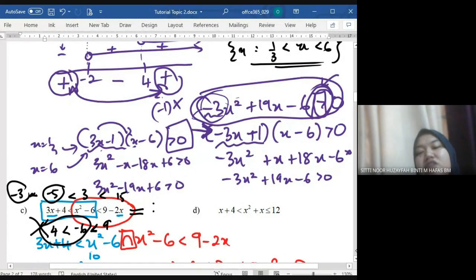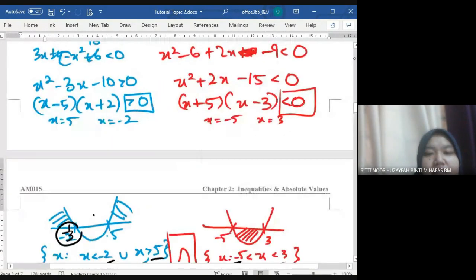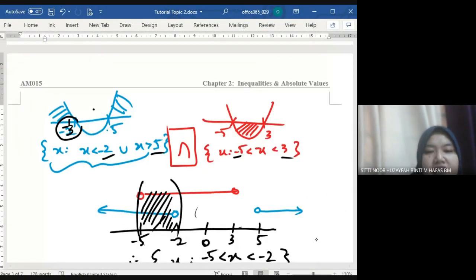Sebab kosong dia dalam set yang mana? Kosong dia ada dalam set yang belah kanan sahaja. Kosong dekat dalam set belah kanan. Betul tak? Dia tak ada yang set belah kiri ni. So dia takkan satisfy yang belah kiri. That's why we have to find the intersection between the two set.